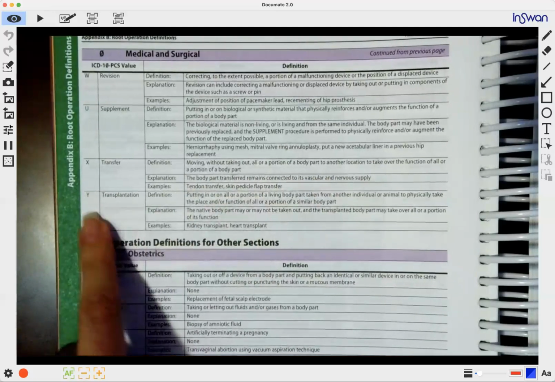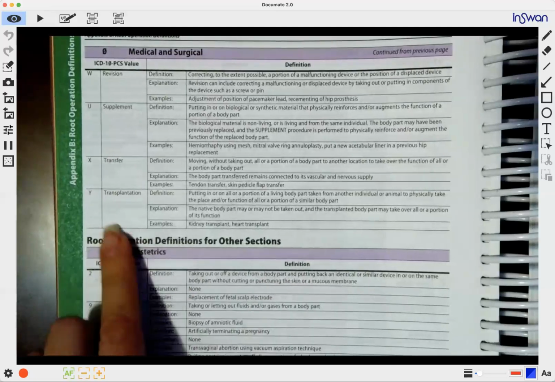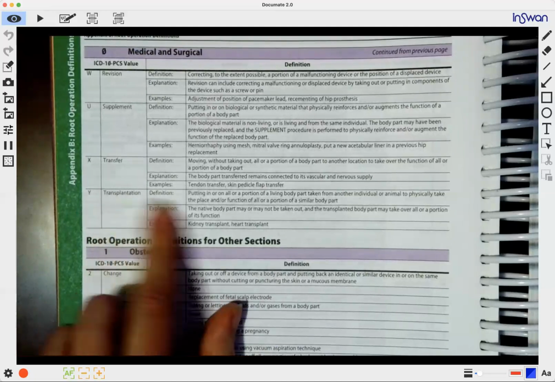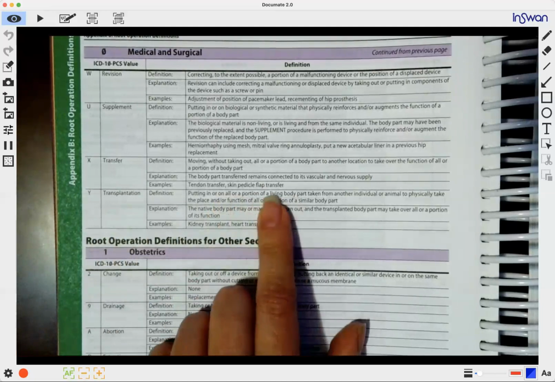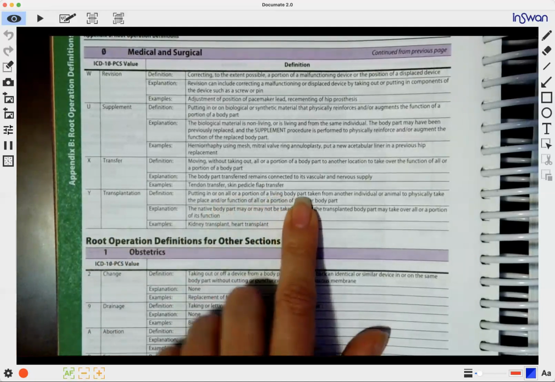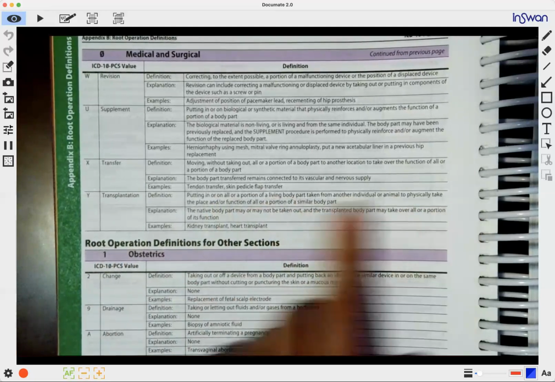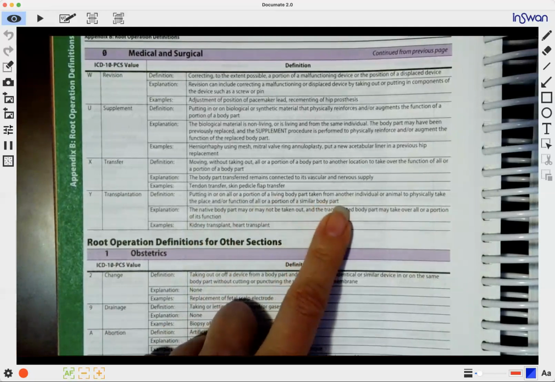And the last one for medical and surgical, and I'm not going to go into the other sections today, I'm focusing just on med surg. So we have transplantation as our final one: putting in or on all or a portion of a living body part taken from another individual or animal to physically take the place and/or function of all or a portion of a similar body part.